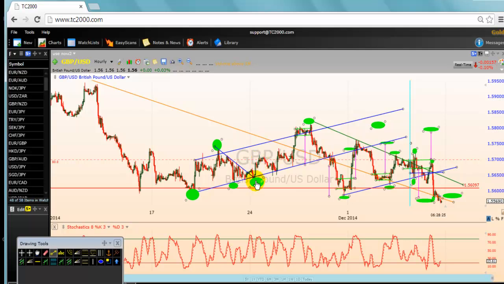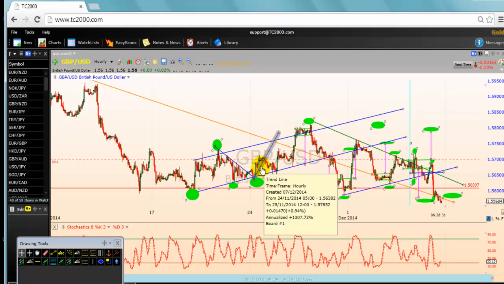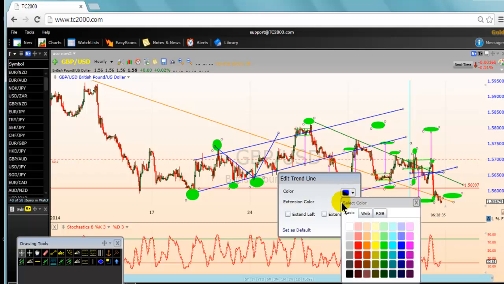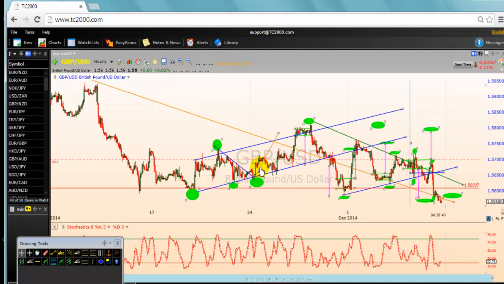I'm quite happy. What will force me to exit the trade? This trend line here, the common sense trend line. I'll draw this trend line now, you see this orange one here. If the price tries to go below it, I will exit the trade. This is one way to exit the trade.